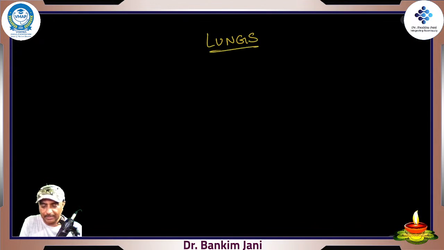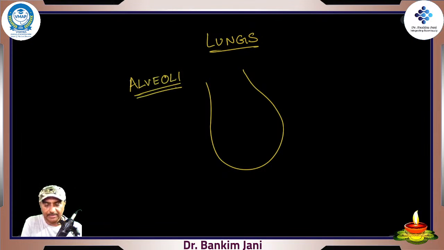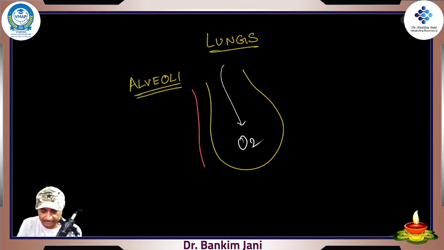Now, you know that in the lungs there are alveoli. If this word is difficult, we can say the alveoli are the smallest functioning unit of the lungs. This is where the oxygen goes inside when we breathe, and then there is a blood vessel. These are the capillaries.